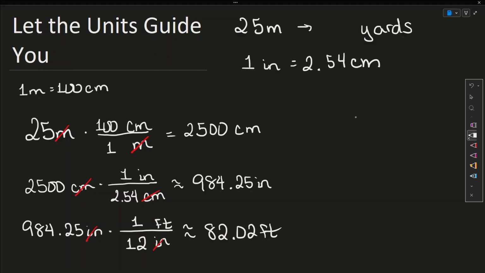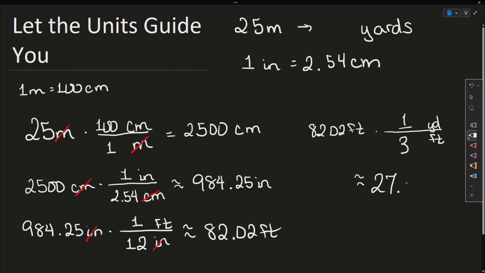And finally, we can convert to yards. We have 82.02 feet, and we want our foot unit to cancel. So I'll put feet on the bottom and yards on the top. 1 yard is 3 feet. So we need to divide by 3. When we do, we get approximately 27.34 yards.